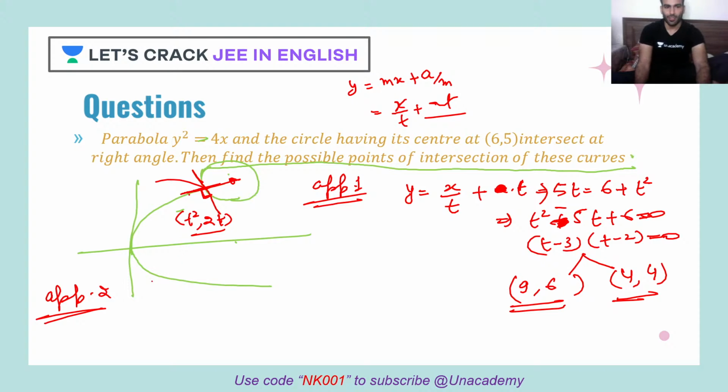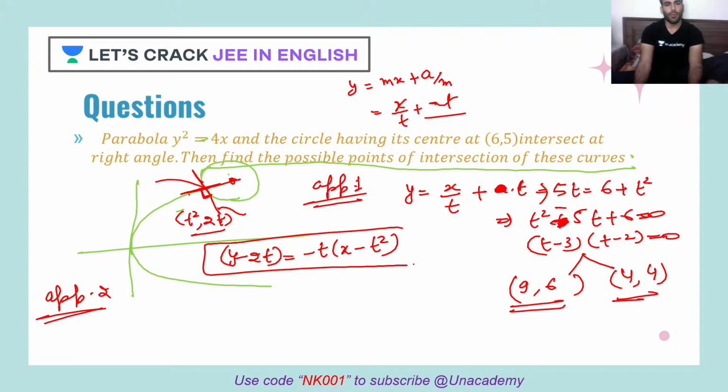So I'll tell you what I did actually. Let's write down the equation of the normal. How will I write this? Very easy. y minus 2t is equal to, as I know, the slope in tangent form is this. The slope in parametric form is this. So your normal slope would be minus t. So minus t times (x minus t square). So this was my normal's equation.